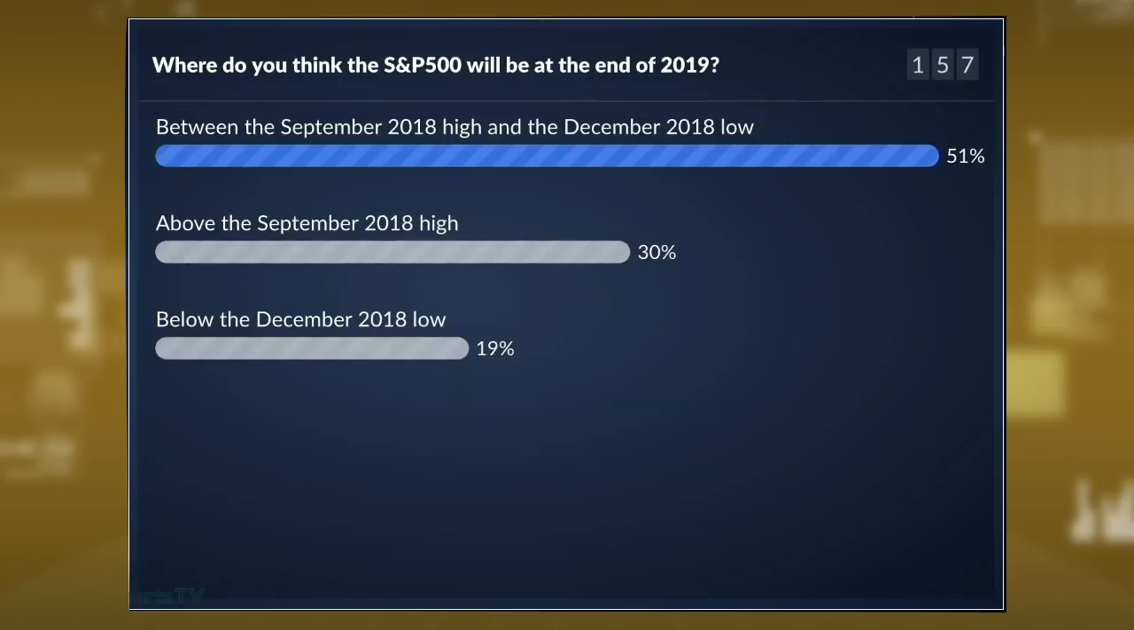But my sense is that we're going to go through this decline, and the bear markets usually don't last as long as bull markets do. So I think we could certainly get back in above that September high by the end of the year. I don't think we're going to see that for a while, but we'll see.